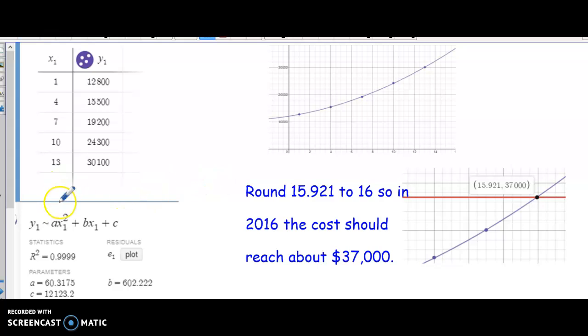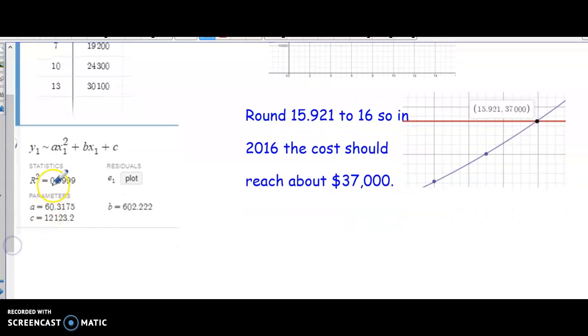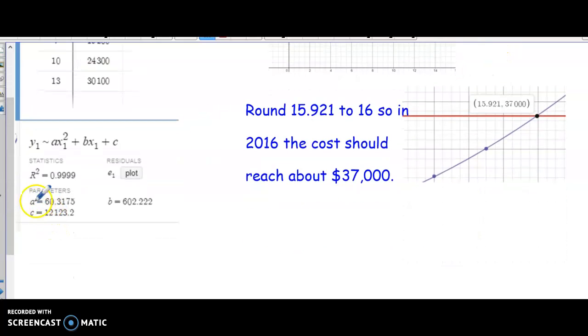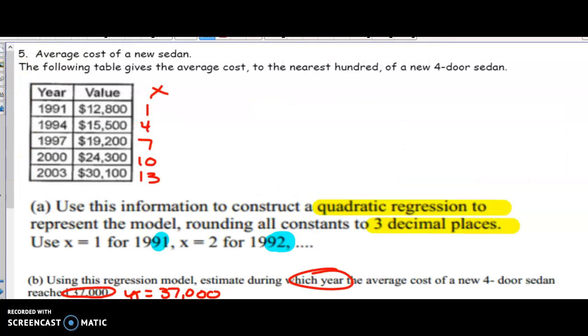There we go. Quadratic equation, that's what our regression equation looks like for a quadratic. Very, very close to 1. Notice how good this matches. That's pretty good. All right? And then we plug this in for A, this in for B, this in for C. So our equation is going to be y is equal to 60.3, and I forgot what I said I rounded to, 3 decimal places.